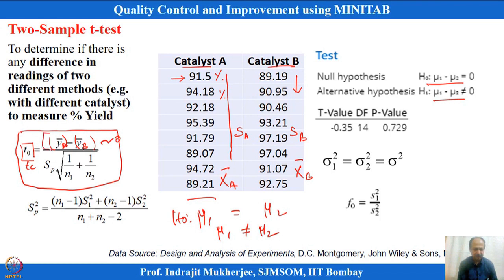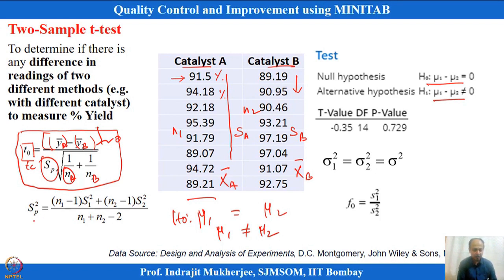The test statistic used over here is the difference, and then a pooled standard deviation is calculated. N1 is the number of observations for catalyst A, and N2 is the number of observations for catalyst B. So we can write it as NA and NB, the number of sample observations taken for catalyst A and for catalyst B. This can be the same, this can be different. Here it is the same, but it can be different also.